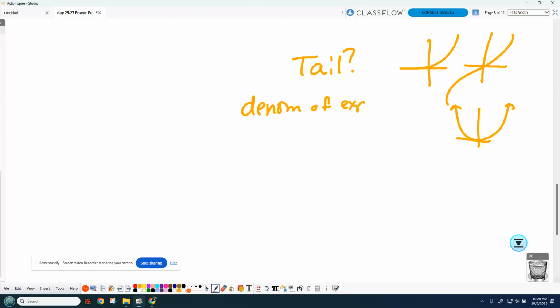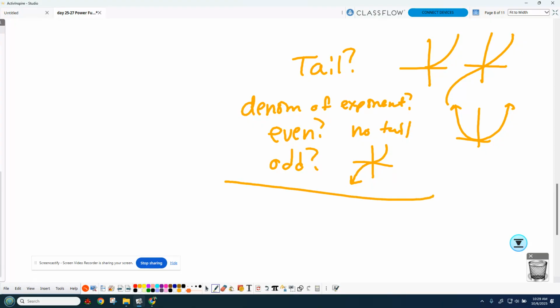So looking at the denominator of the exponent, she said if it's even, no tail. If it's odd, tail goes down. How do we get the happy tail? It's greater than one. No fraction is greater than one. If the numerator of the exponent is even. That's it.